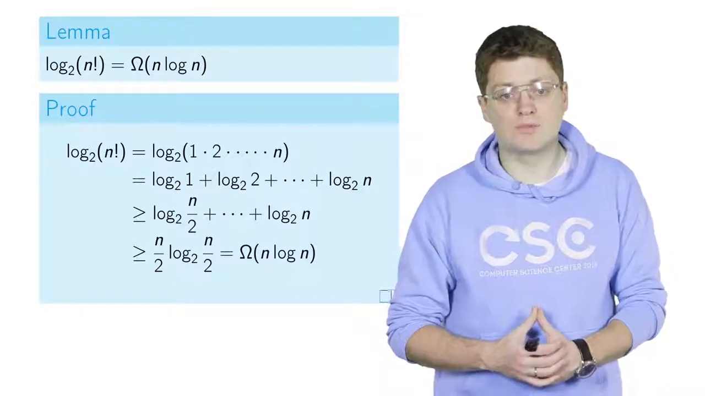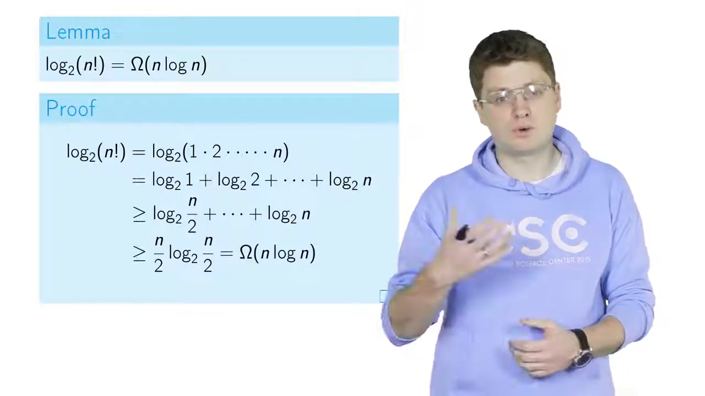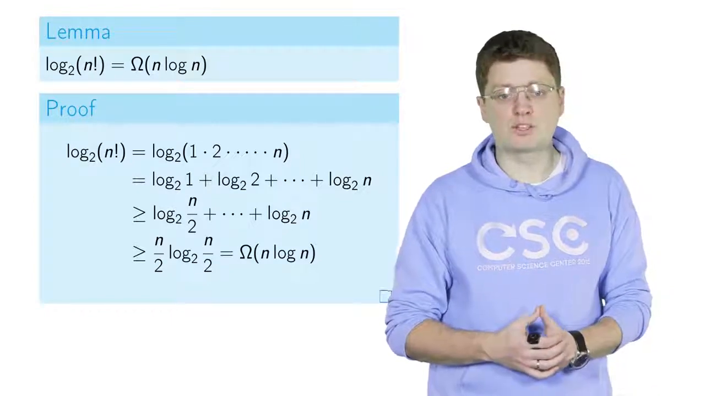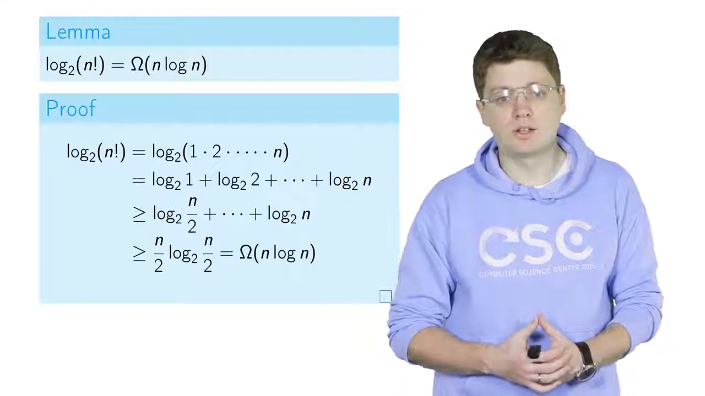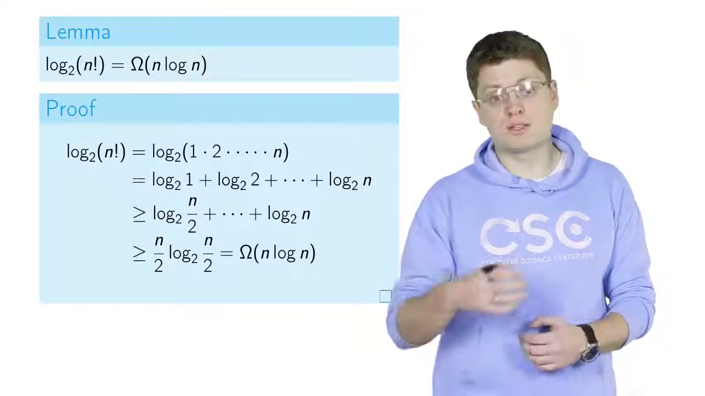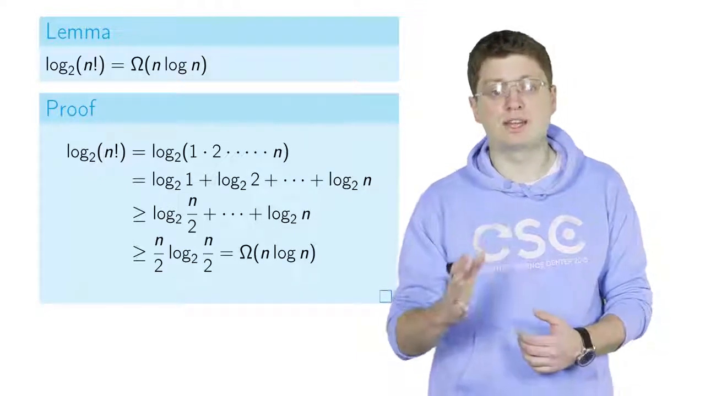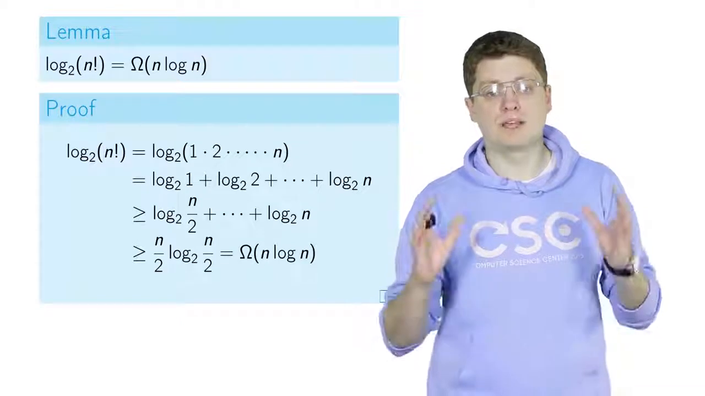So log of n over 2 is equal to log n minus 1. Well, this grows like log n, right? Because log n is a growing function and 1 is a constant. So log n minus 1 grows as log n. n over 2 grows as n, right? So up to a constant factor, this is just n. So n over 2 times log of n over 2 grows like n log n.